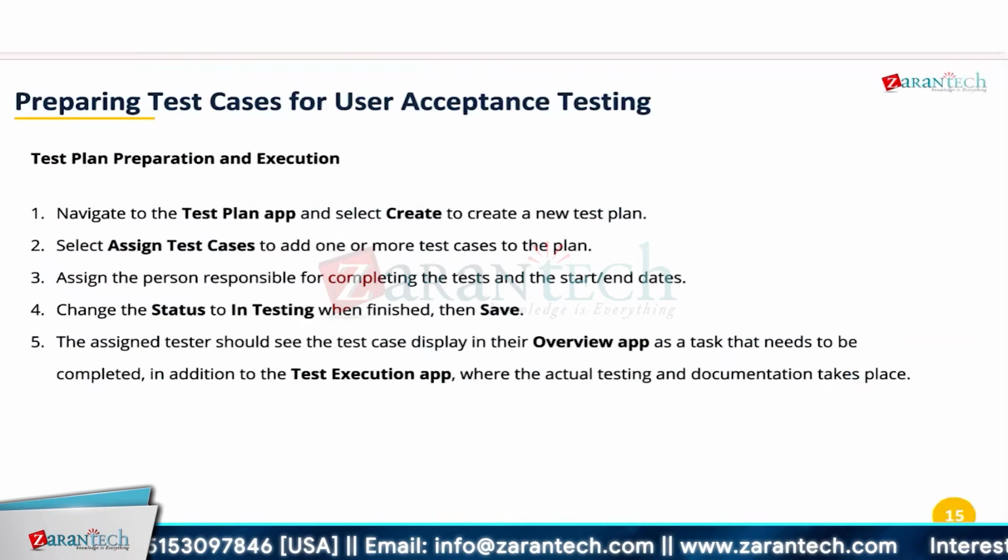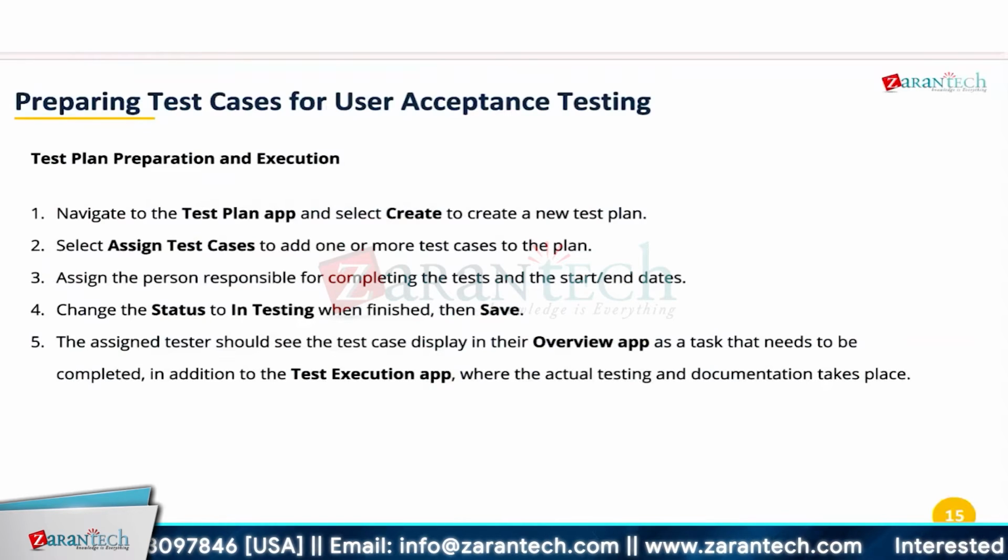Okay, test plan preparation and execution. Navigate to the test plan app and select create to create a new test plan. Select assign test cases to add 1 or more test cases to the plan. Assign the person responsible for completing the test and the start and end dates. Change the status to in testing when finished, then save. The assigned tester should see the test case display in their overview app as a task that needs to be completed, in addition to the test execution app where the actual testing and documentation take place.